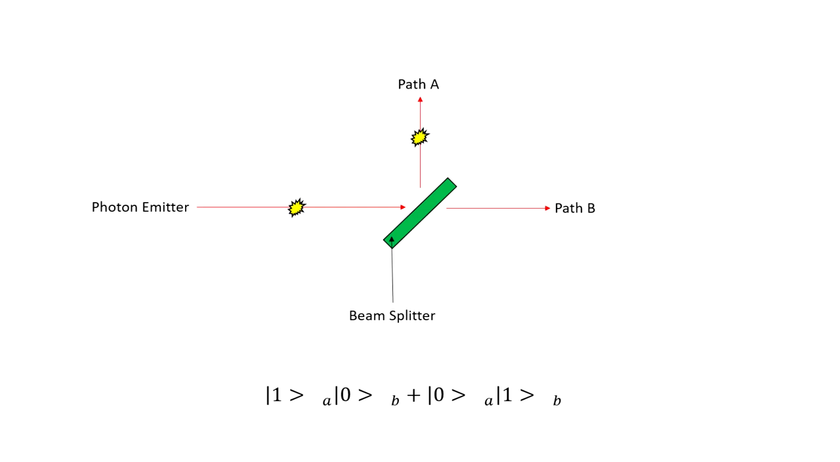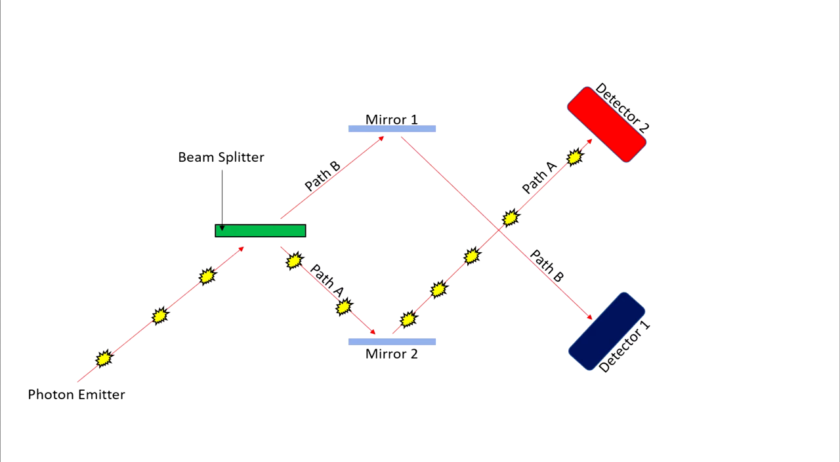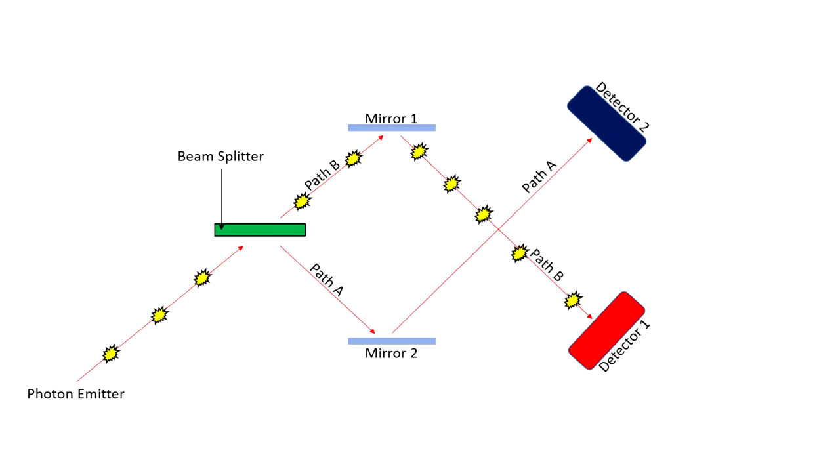Here's a diagram showing just this. The photon heads towards the beam splitter, goes one of two ways, reflects off a mirror, and then goes to one of two detectors. If the top detector picks up a photon, we know it traveled along path A. If the bottom detector picks up a photon, we know it traveled along path B.